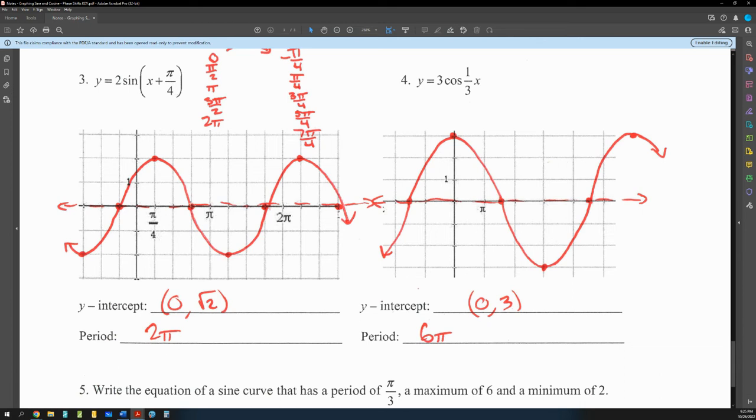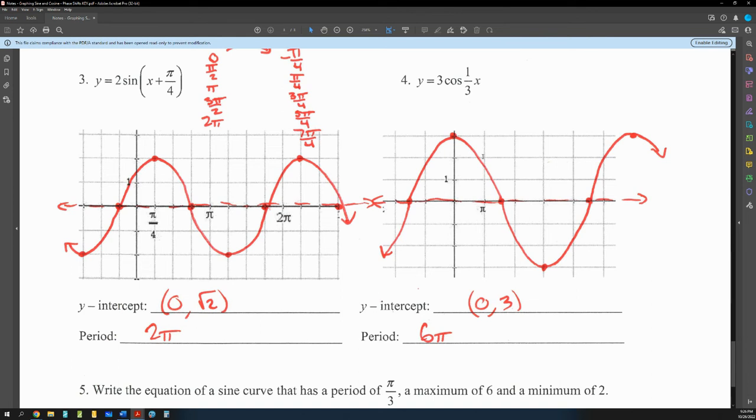We're looking at the sine graph, so it's going to start at the midline. It's going to go up, hit a maximum, back to the midline, minimum, back to the midline. So this is a sine graph shifted to the left pi fourths units. Midline is going to be y equals 0.